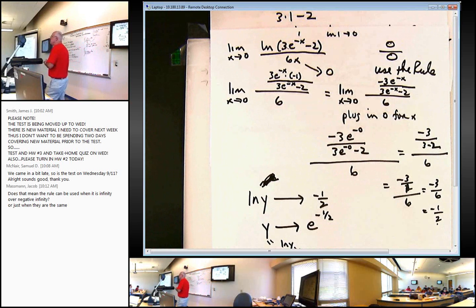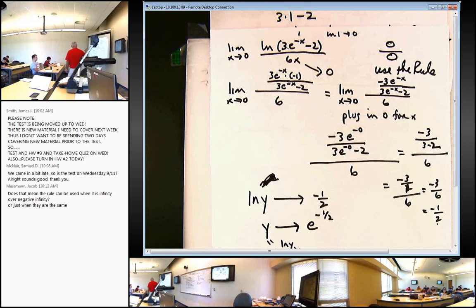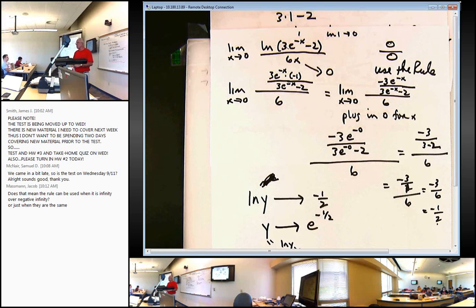So our answers for these problems are generally going to be e to whatever. Yes, right. In other words, whatever we get for the natural log limit, our actual answer here is going to be e to that limit. Is that what you're saying? Yeah, that's exactly correct.